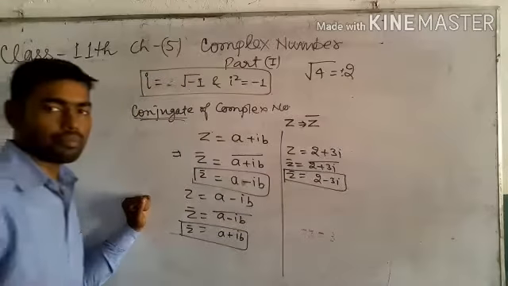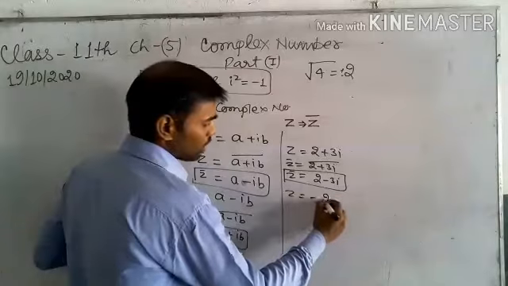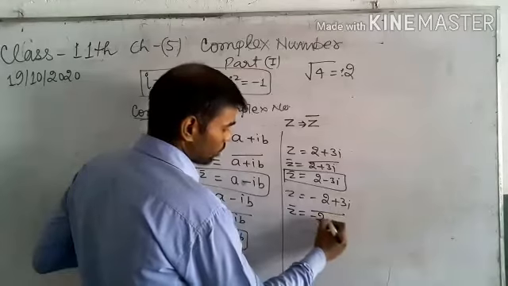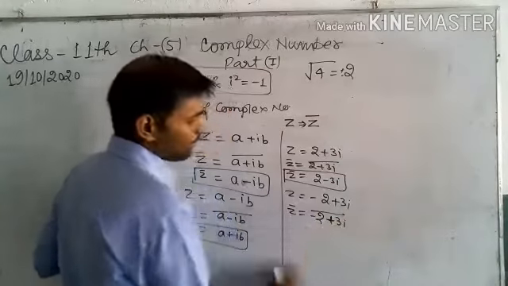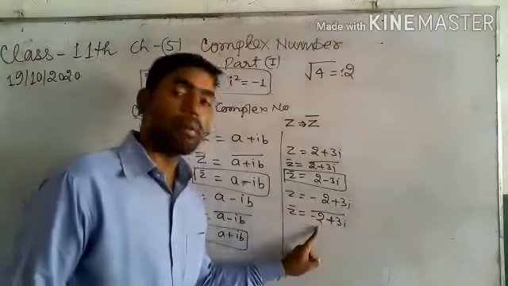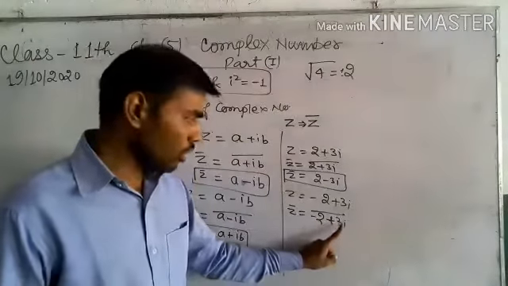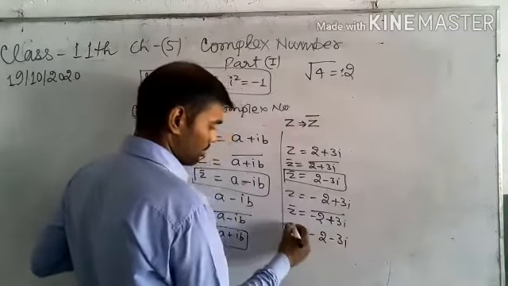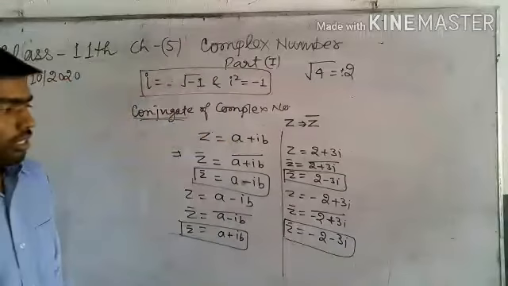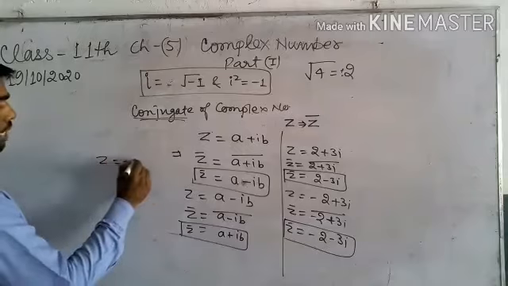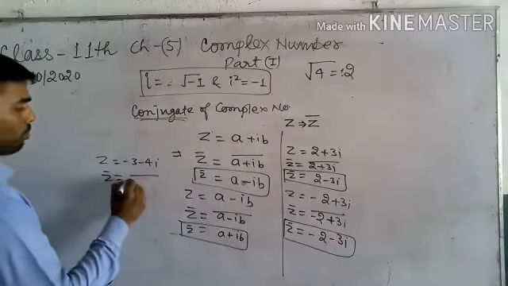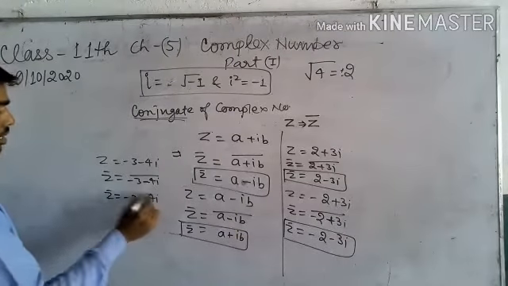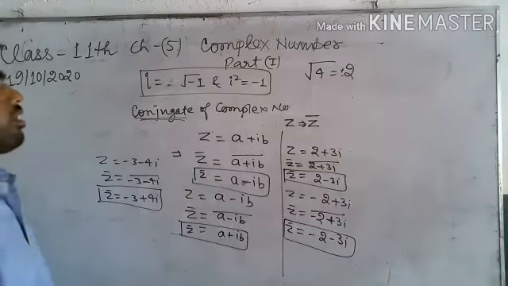Now, if z is equal to minus 2 plus 3i, the conjugate of z is minus 2 minus 3i. The effect of conjugate is not on the real part, it affects only the imaginary part. Here this is plus, so we write minus 2 minus 3i. Now take another example. z is equal to minus 3 minus 4i. So z bar is equal to minus 3, and this is minus, so this is plus 4i. So this is the conjugate of a complex number.